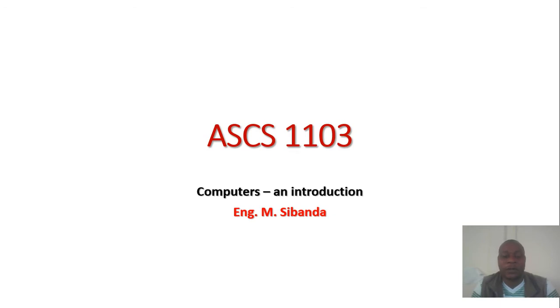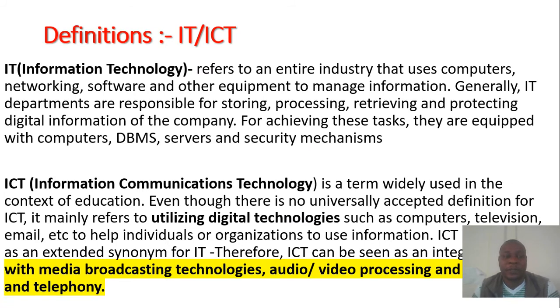So obviously when we're talking about computers, we're going to start by discussing the two key terms that we associate with computers today. That is IT and ICT. Now by definition, IT refers to the entire industry that comprises our computers, networks, software, and other equipment that are used to manage information. Generally that infrastructure is managed by what are called IT departments, but IT is entirely the whole industry.